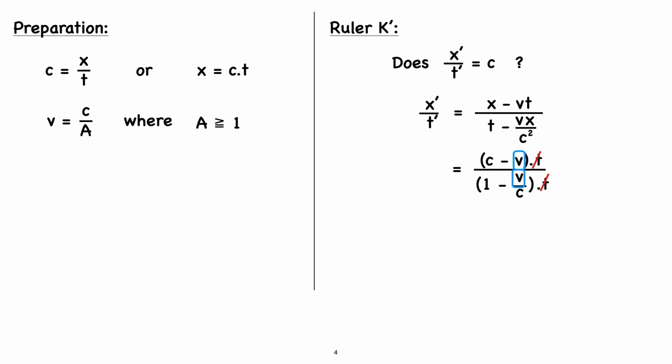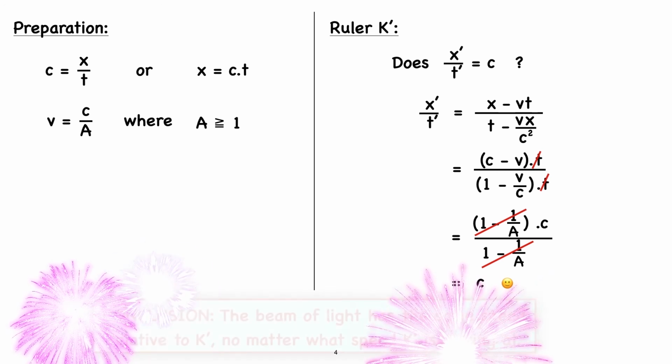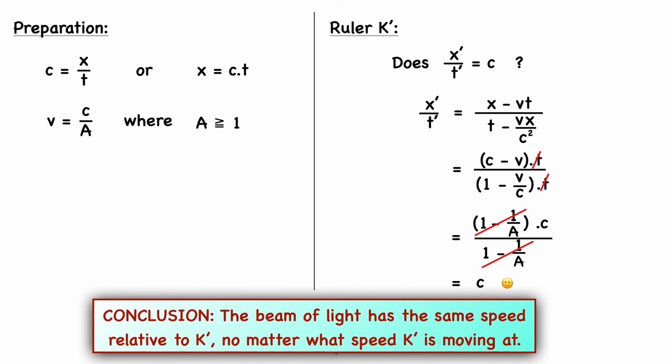Now let's replace these two v's with c upon a. So I can now rewrite those as c minus c upon a on top and 1 minus 1 upon a on the bottom. Factorize that top line, so we've got a common factor top and bottom which cancel out and leave us with just c. So that's where we want it to be. We can now conclude that the beam of light has the same speed relative to k dash no matter what speed k dash is moving at. In other words, speed of light is constant. Good, that's the first objective.